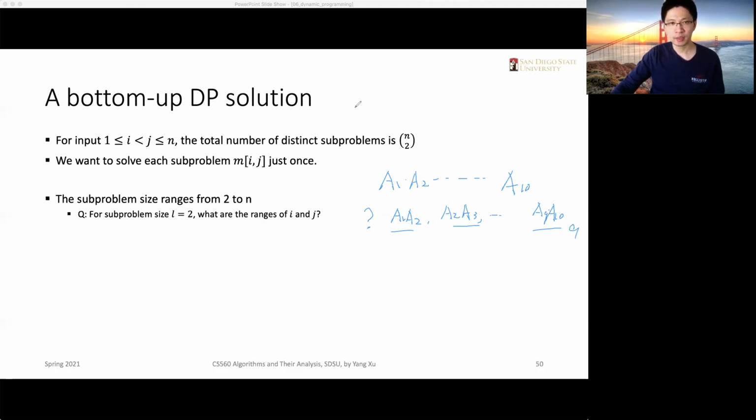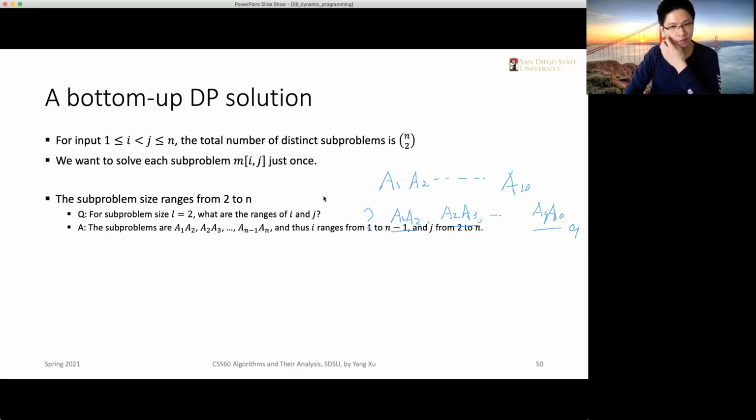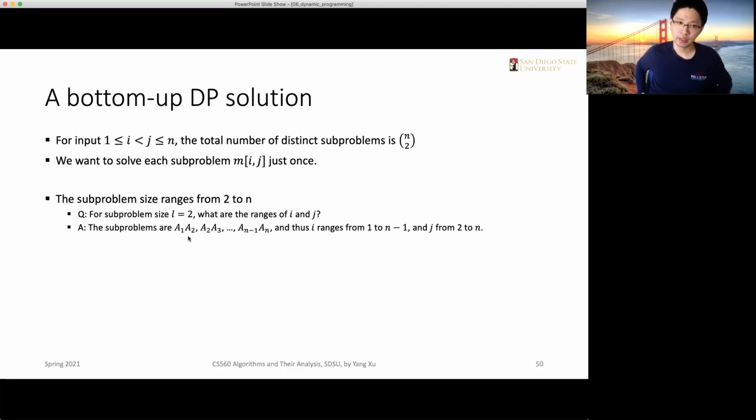So 9 subproblems. You can imagine that the subproblems are A1, A2 to A2, A3, until An minus 1, An, which means the left index i ranges from 1 to n minus 1, and the right index ranges from 2, 3 to n.